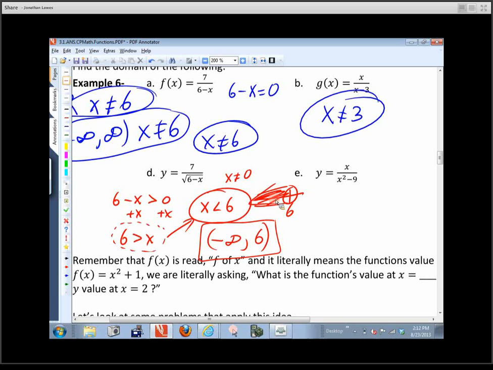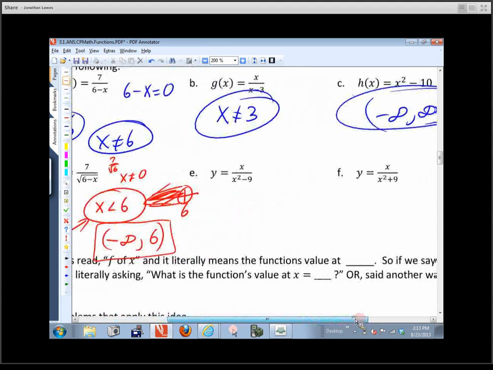Now let's just double check. Pick any number you want that's less than 6. Pick an easy number like 0. Isn't 0 less than 6? What happens if I plug in a 0? I get a 7 on the top and I get a square root of 6 on the bottom. Am I okay with that? You bet I am. All right, let's take a look at the next one then.